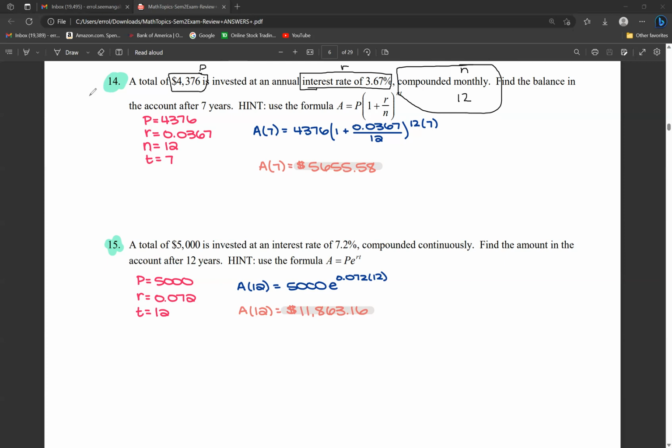And then find the balance in the account after 7 years. This is your T. So there's your T. So this is summarized all right here. So what does the N represent? Is that just the number of periods? Yeah, N is the number of periods.